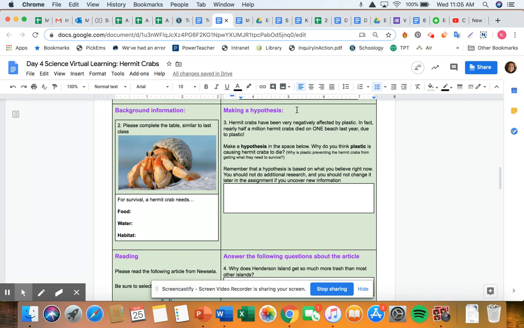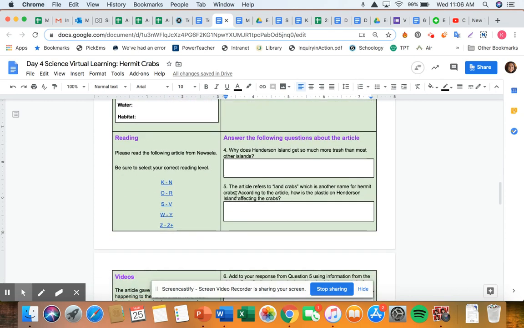Hermit crabs have been very negatively affected by plastic. In fact, nearly 500,000 hermit crabs died on one beach last year due to plastic. I want you to write a hypothesis right here where you explain why you think plastic is making hermit crabs die. Why is plastic preventing them from getting what they need in order to survive? So type out your hypothesis here and then move on to this reading.